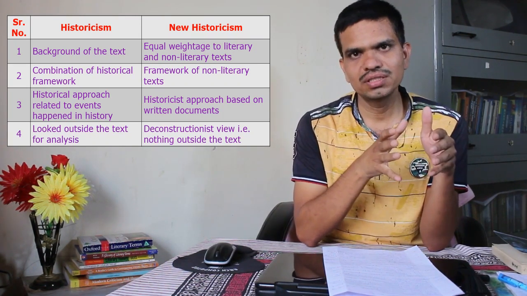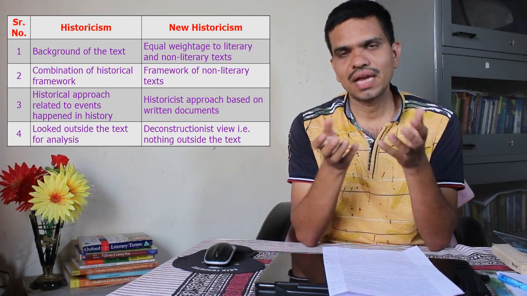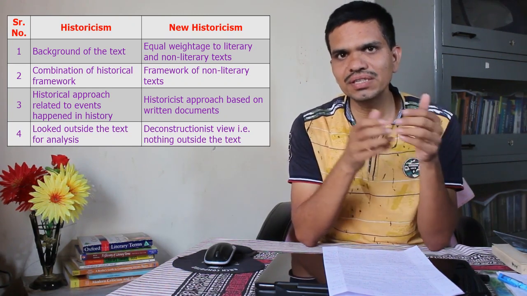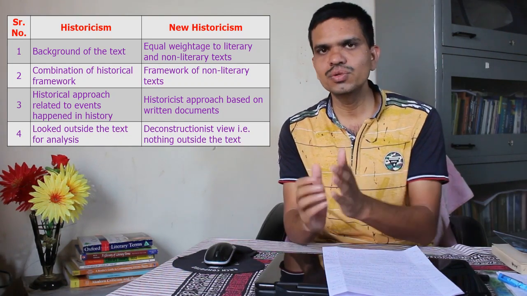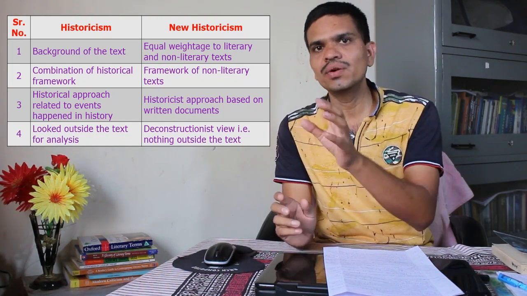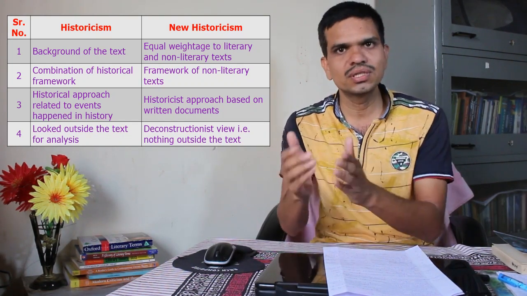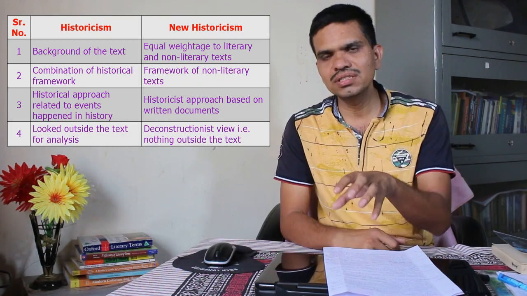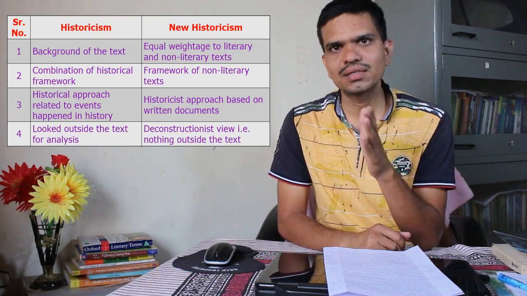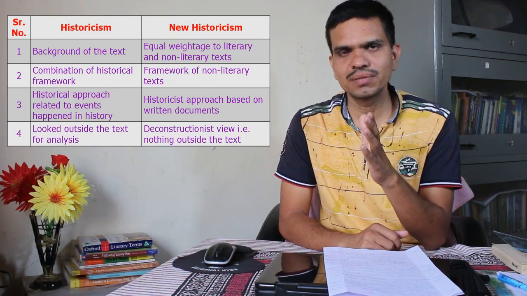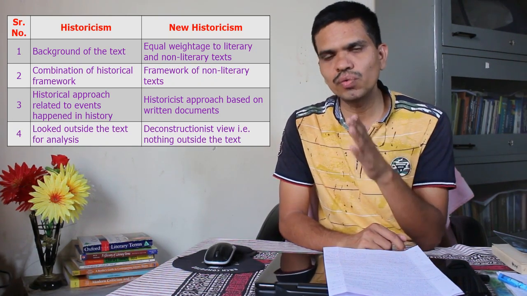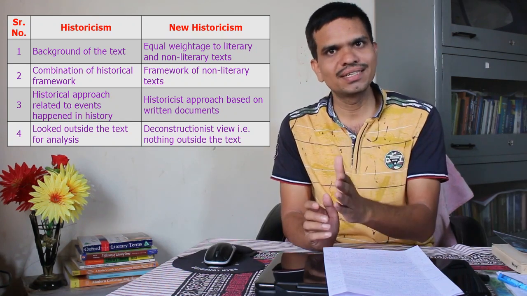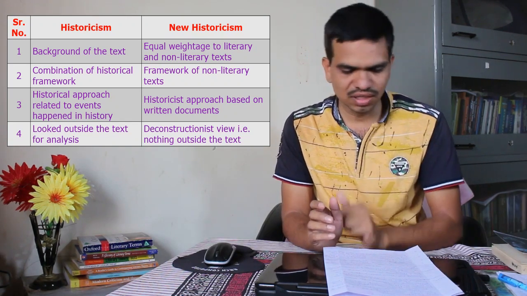In old historicism we find that events happened in history and these events are considered for the analysis of literary text. And here in new historicism there is nothing outside the text. Actually this view is given by Jacques Derrida, and this is a very prominent view in new historicism. They believe in deconstructionist ideas and they believe only in the texts written. So this difference is significant.